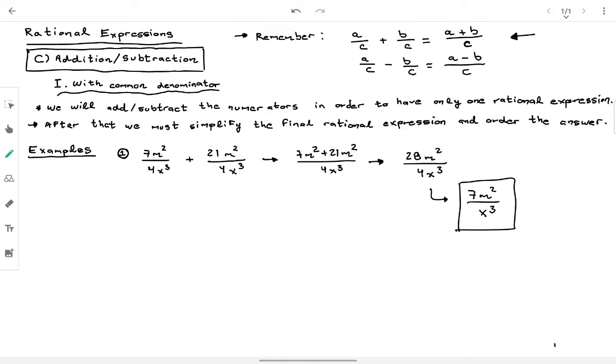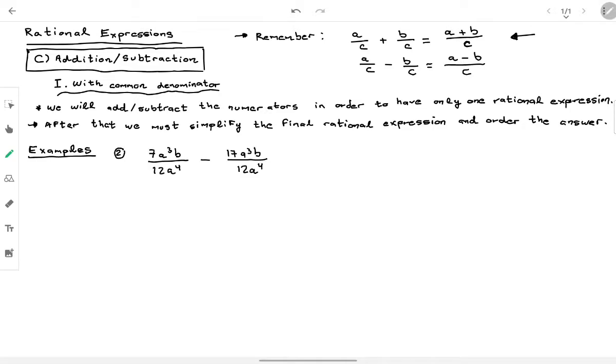We will see another example with monomials. In this exercise we have a common denominator. Remember, if we have an addition or subtraction with a common denominator, the answer has exactly the same denominator. What will happen next? It's going to be 7a cubed b minus 17a cubed b. Remember, we can do it by mind; I'm doing it like this for explanation purposes. So it's going to be minus 10a cubed b, all of it divided by 12a to the 4.